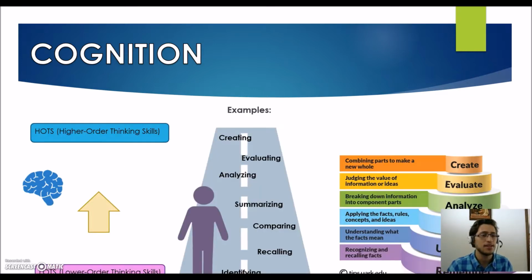In that sense, there are some processes that are more simple, like identifying, recalling, comparing, but there are some other processes that need more. Sometimes your brain needs to work more in order to achieve certain things. For example, when you create, you need to use your brain more. You need some more cognition. You need some more thinking to evaluate, to analyze.